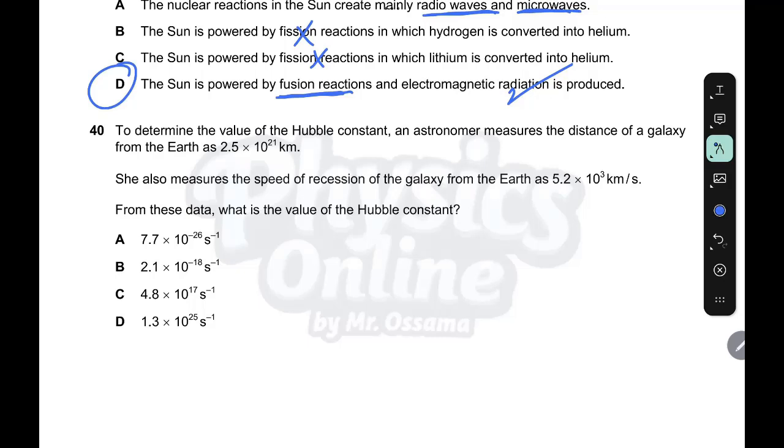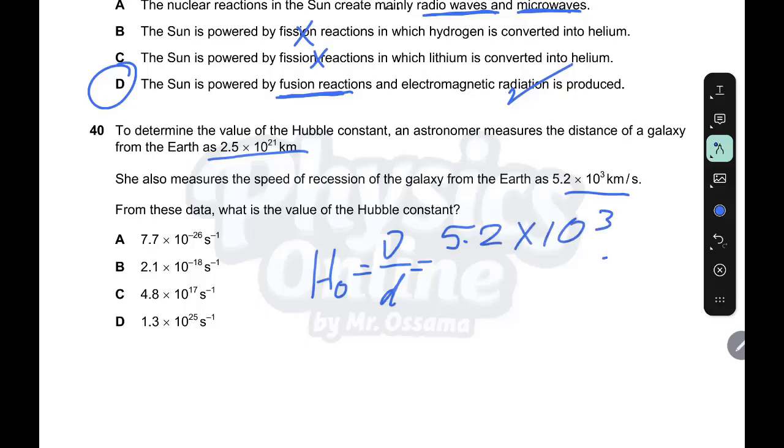To determine the value of the Hubble constant, an astronomer measures the distance of a galaxy from the Earth as 2.5 times 10 to the power 21. The astronomer also measures the speed of recession of the galaxy from the Earth as 5.2 times 10 to the power 3 kilometers per second. From this data, what is the value of the Hubble constant? The Hubble constant equals V over distance, 5.2 times 10 to the power 3 divided by 2.5 times 10 to the power 21. From this, we can figure that the Hubble constant equals 2.1 times 10 to the power negative 18.